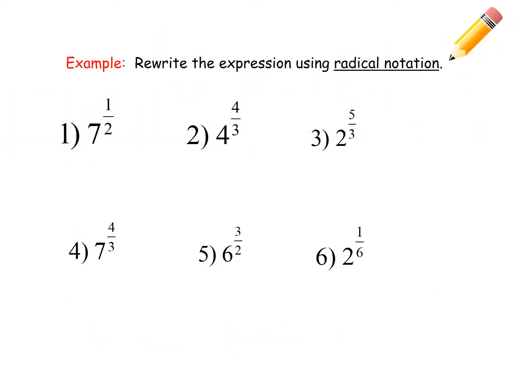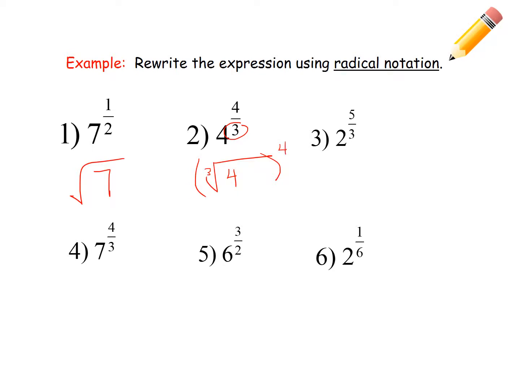So our directions tell us to rewrite the expression using radical notation or radical form. So we need to change these all to have a radical or a root involved. So if we have 7 to the 1/2, that's the same thing as the square root of 7. Now if we have 4 to the 4/3, remember this denominator becomes the root. So it would be the third root of 4, all raised to the power of 4.